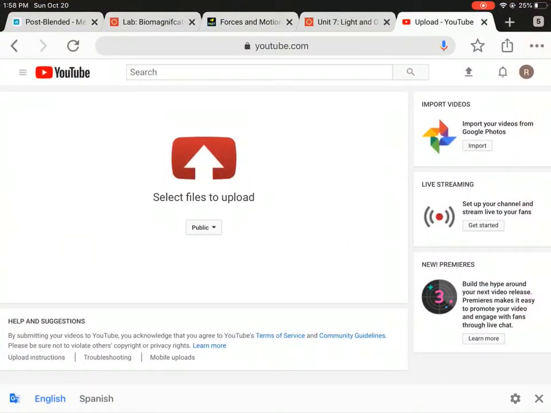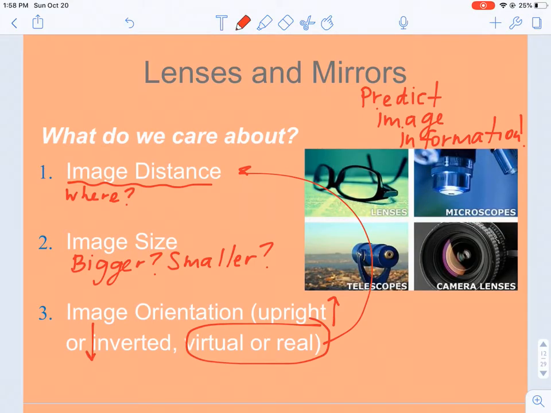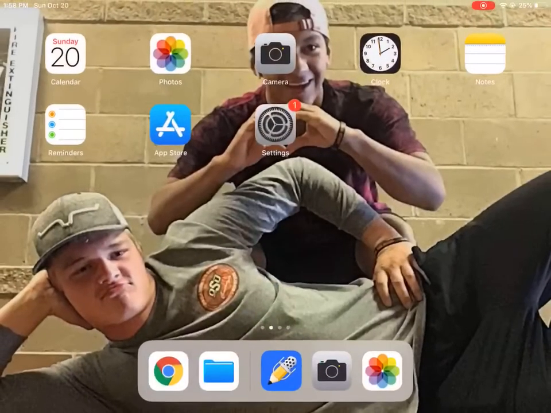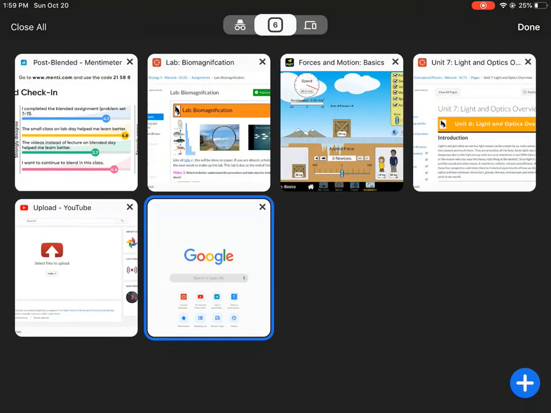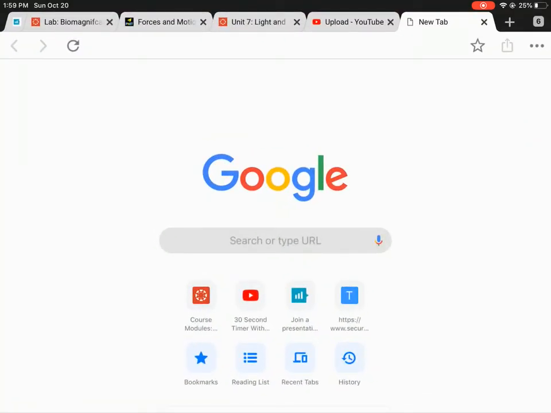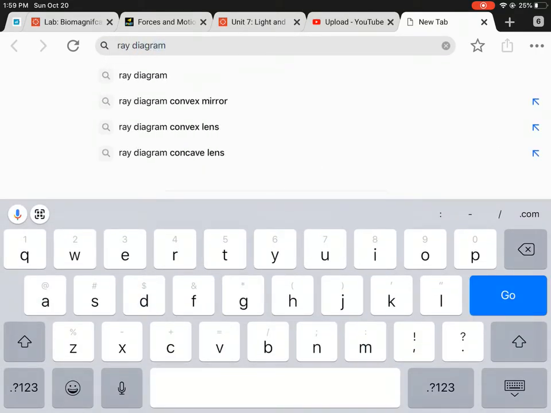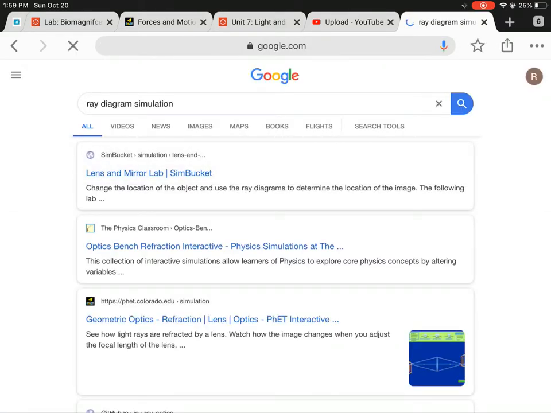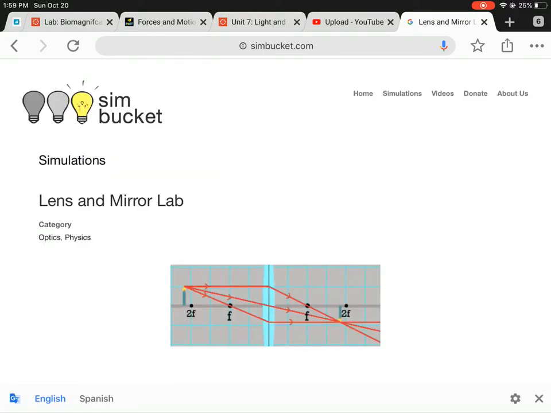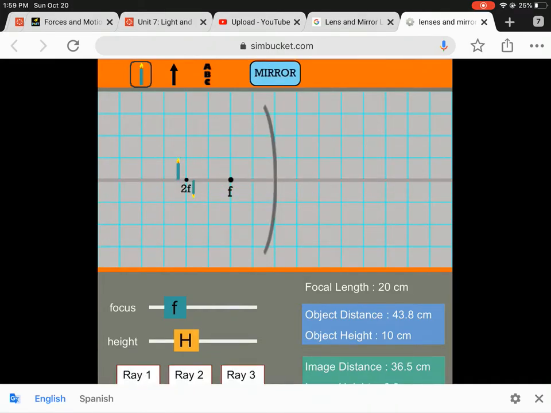So the first thing we're going to do is just look and see. Why isn't my simulation showing? We want to look and see what these even look like. Sim bucket, there we go. So we want to change it to mirror, and I'm going to turn all the rays off.